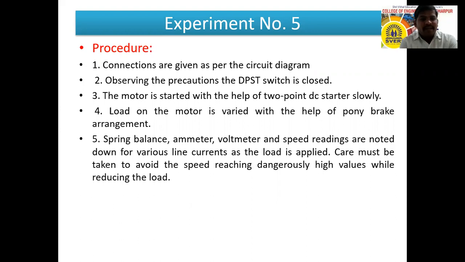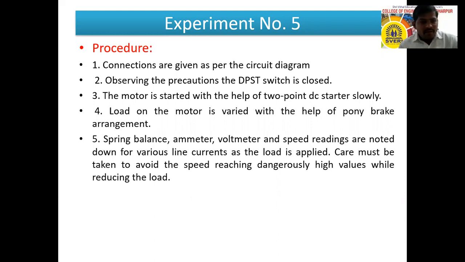The motor is started with the help of a 2-point starter. We have discussed the starter. Gradually we are moving the arm of the 2-point starter and gradually cutting out the armature resistance. If the armature resistance is gradually cut out, then the armature current gradually increases, and at the on position the total resistance is cut out from the series of the armature, and the armature will carry the rated current, or full load current.